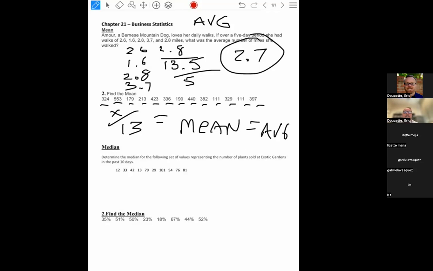Median is exactly what it says. What is the middle? What is the middle number of a data set? What is the median, or middle number? So this is average, and this is middle. What is the middle number?